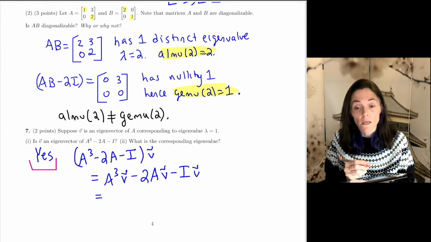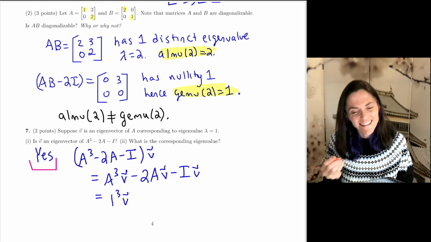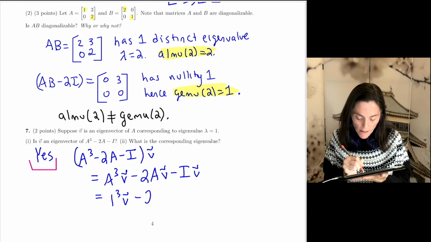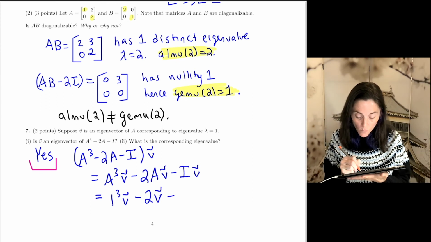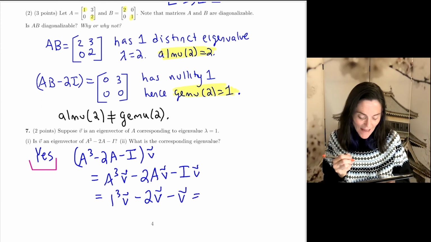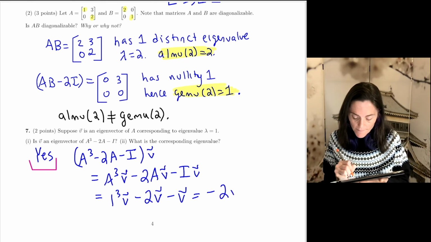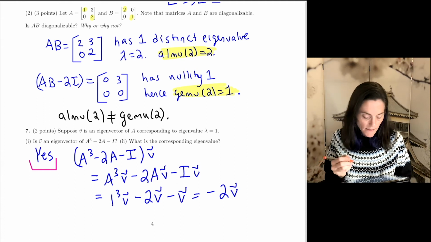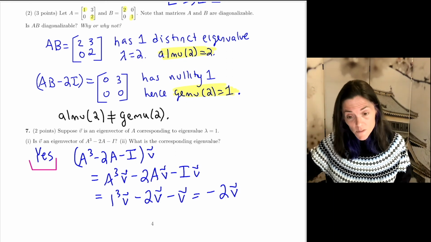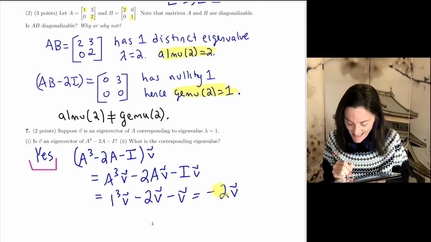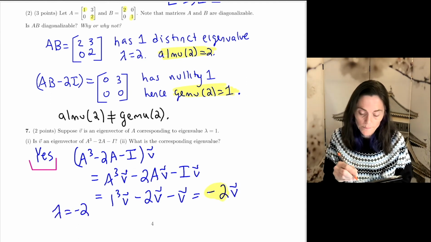Now A cubed V is just 1 cubed V. Lambda is 1 here. And then we have minus 2AV. Well, AV is 1V, so we have minus 2V. IV is 1V. And so what do we have? We have 1 minus 2 minus 1. This is negative 2V. So this is the yes, because A cubed minus 2A minus the identity times V is a multiple of V. And we see the eigenvalue. The lambda is -2.